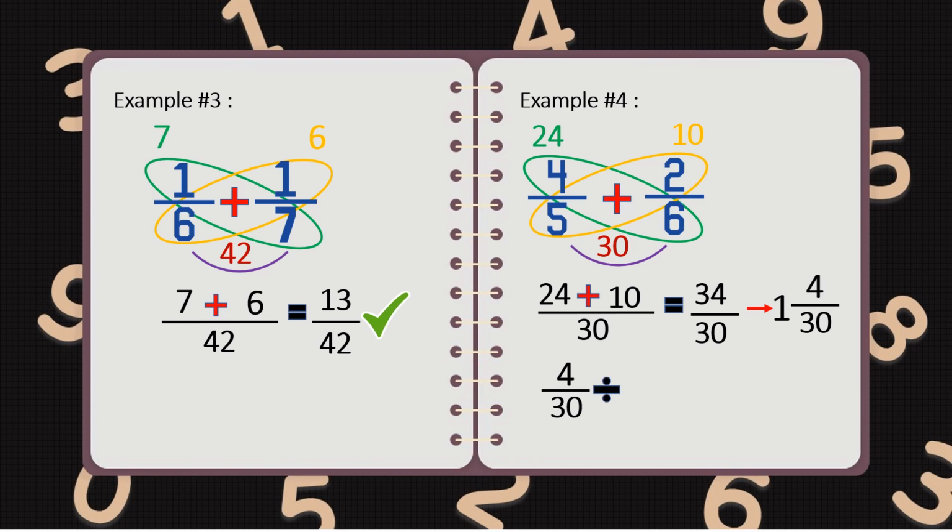So, in what number are they divisible? Correct. It's 2. Both of them are even numbers. So, let's divide them by 2. So, don't forget the whole number 1. So, 4 divided by 2 is 2. Then, 30 divided by 2 is 15. So, 1 and 2/15. Is this final? Yes, it is. Okay. That's the final answer, 1 and 2/15. Good job, everyone. Hope you enjoyed our tutorial.